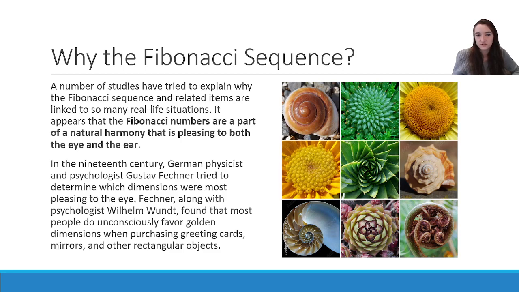In the 19th century, German physicist and psychologist Gustav Fechner tried to determine which dimensions were most pleasing to the eye. This is probably where you may have heard of the golden ratio before. If you've heard of it outside of just having seen the sequence in a prior math class, it's probably in this context, where this guy tried to determine what the perfect dimensions were for a human face, or a painting, or just anything that our eyes consider beautiful. And it was found, studying along with a psychologist, that most people unconsciously favor golden dimensions when purchasing various things, but also when looking at faces.